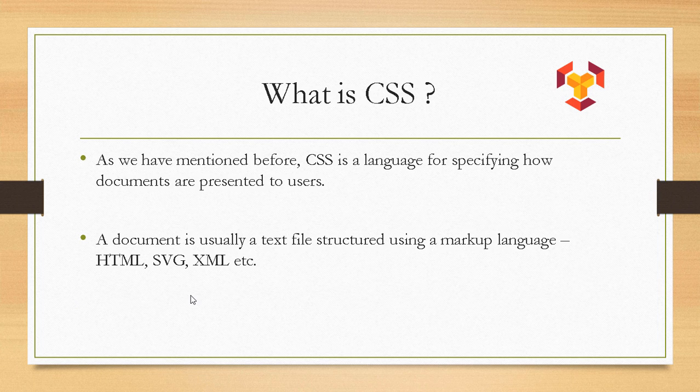Now, as we have mentioned before, CSS is a language for specifying how documents are presented to users. And a document is usually a text file structured using a markup language. This markup language can be HTML, SVG, XML, etc. We have worked with only one of them, that is HTML. So we can create an HTML document and that document will be presented in a very stylish format to the user with the help of CSS.